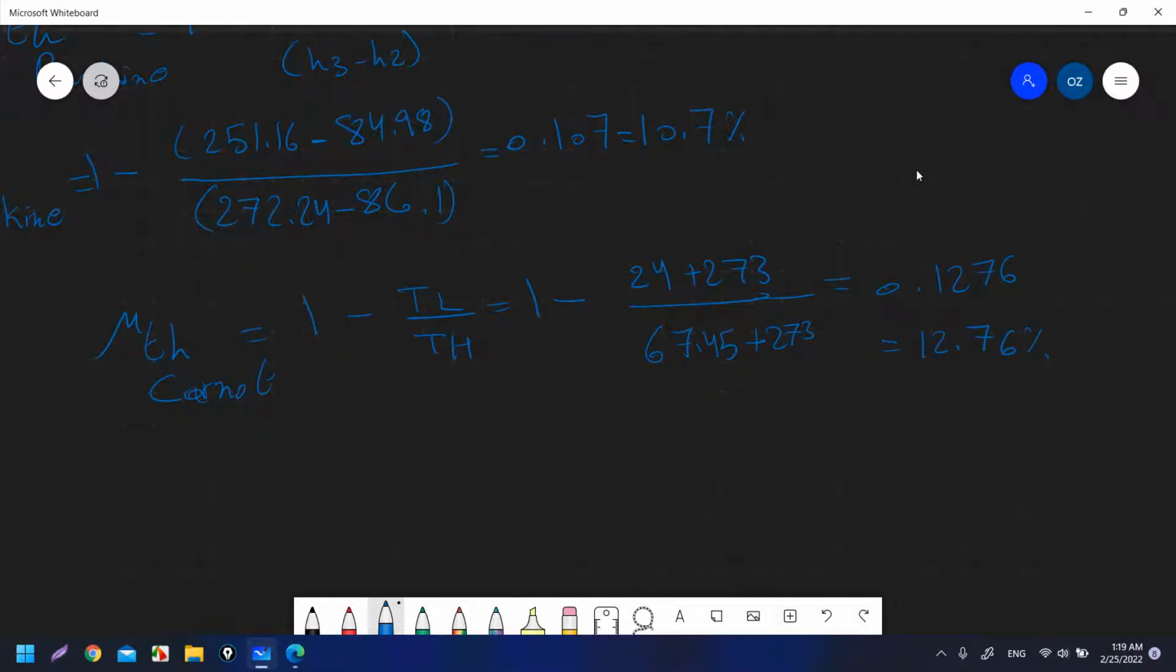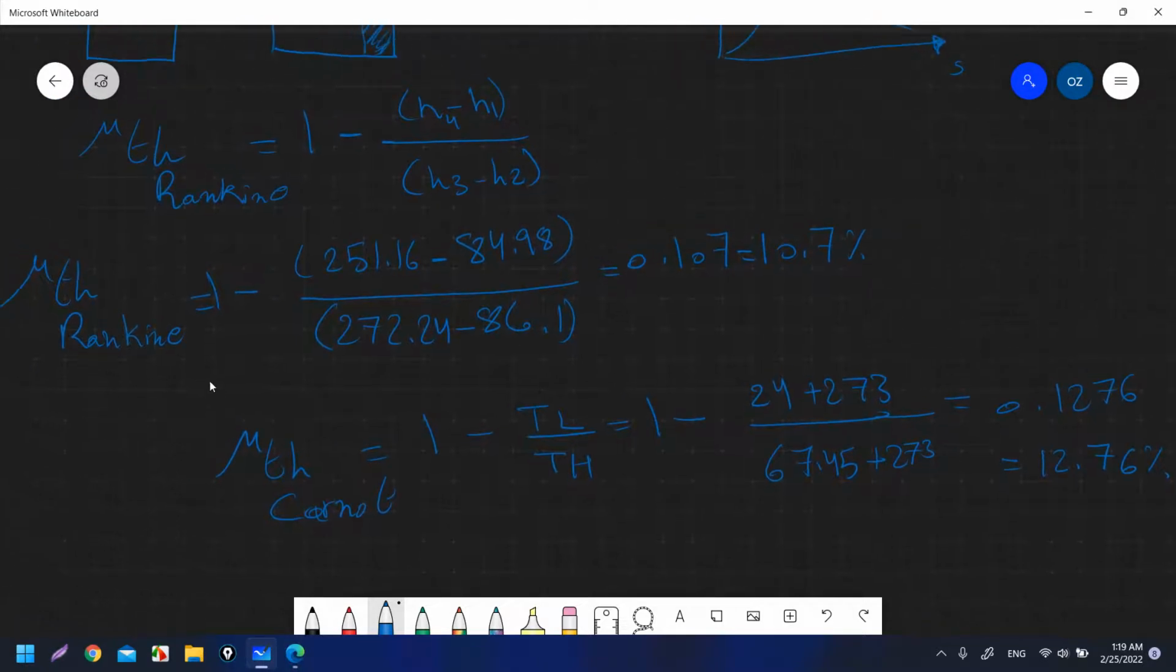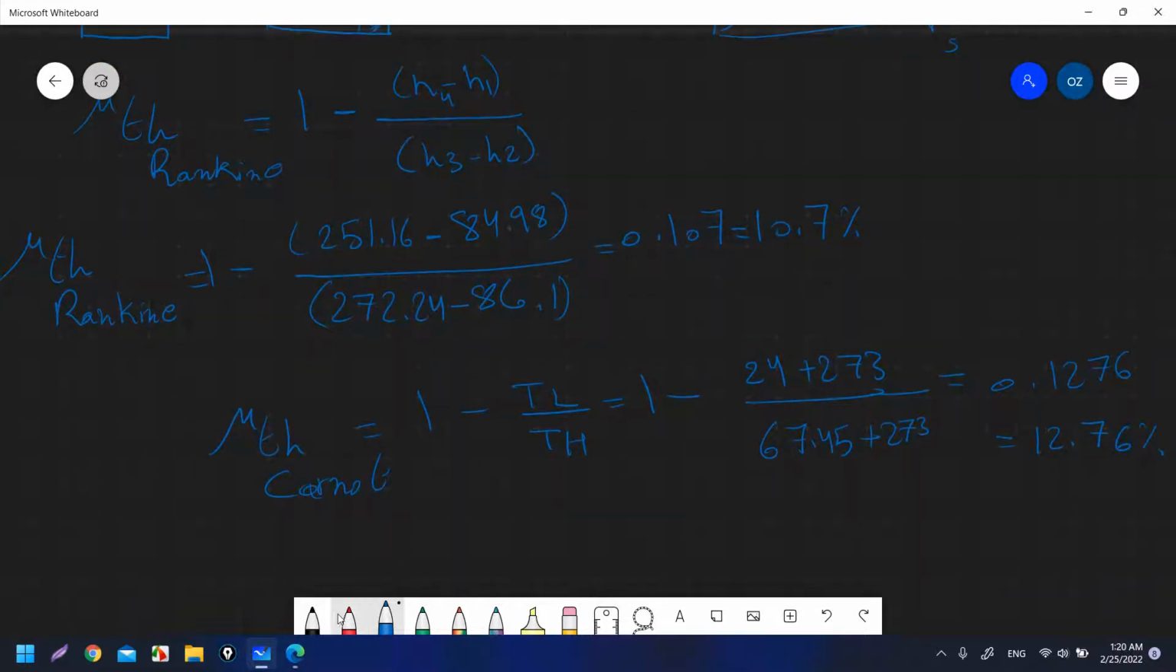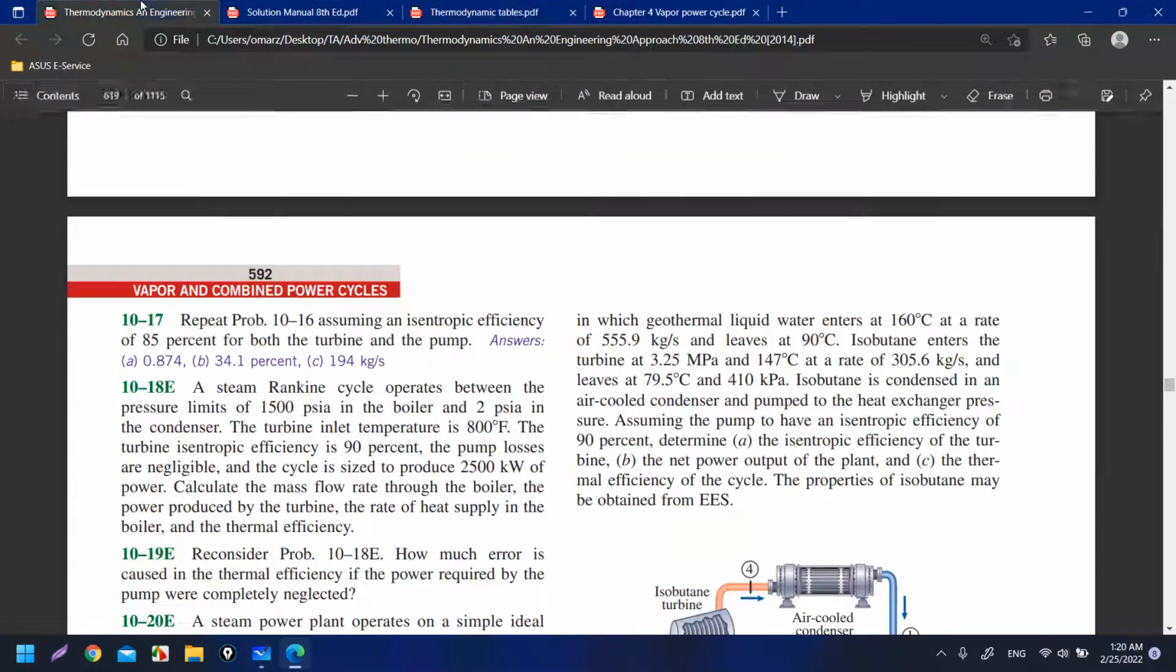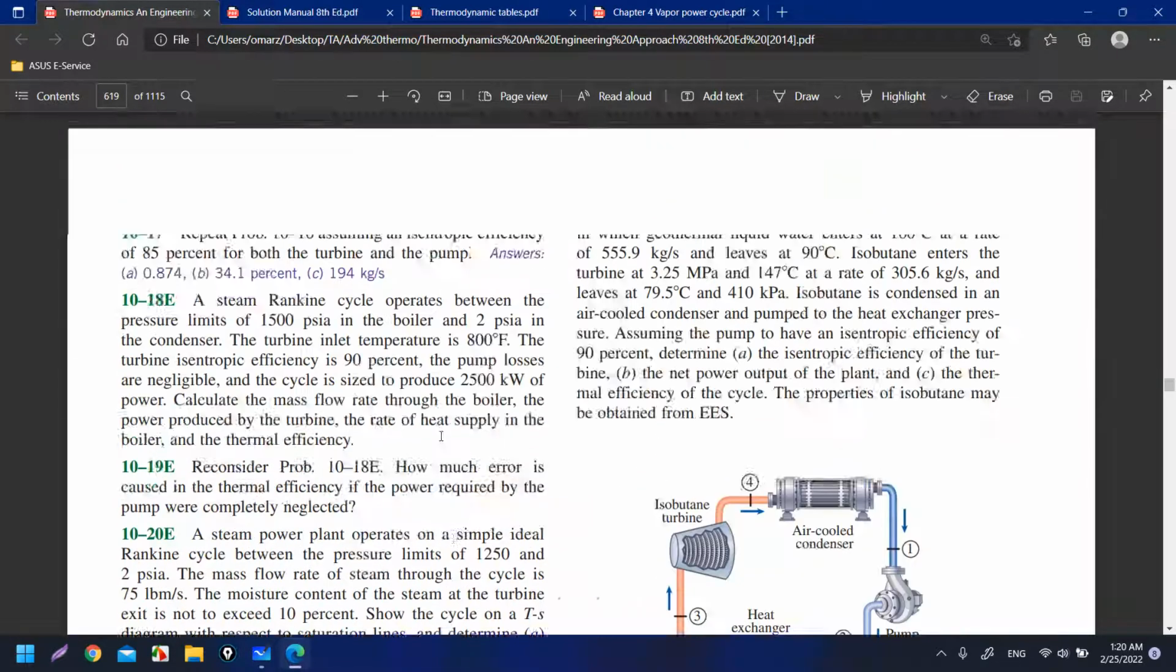or 12.76%. And as you can see, our Rankine cycle is not that far, it is a little bit closer to the thermal efficiency of Carnot, and that is a good thing for us. Okay, but at the end, the cycle itself has a low thermal efficiency. Okay, I want to show you this because there is another question. I think this one, not this one.